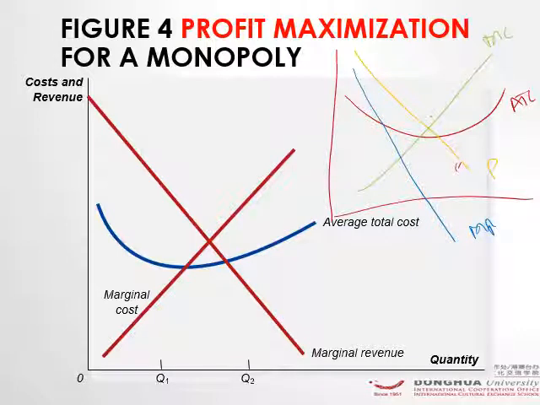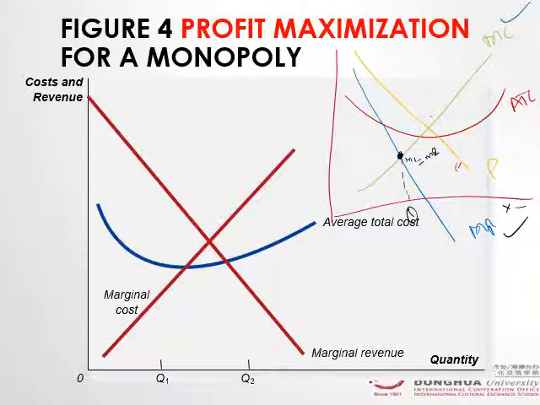So where is the point MC is equal to MR? Where is MC? MC is this green, and where is MR? MR is this blue. So it is the intersection of green and blue here. So this is the condition where MC is equal to MR, right? So we have to produce here. So we have to find out quantity. Quantity is on the X. So here it is.